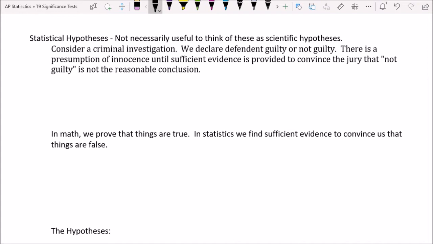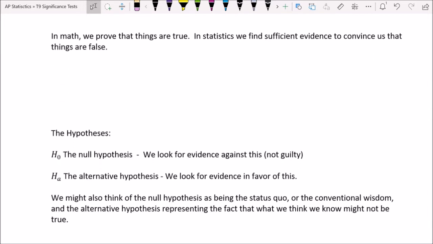Okay, now that's different than math. In math, everything is proven. It's theorems, we have proofs. In statistics, we find evidence that is strong enough that we are convinced, okay? And that lines up with what we learned about with confidence intervals, right? There's no such thing as a 100% confidence interval, but a 95 is pretty darn good. The same thing is going to be true here.